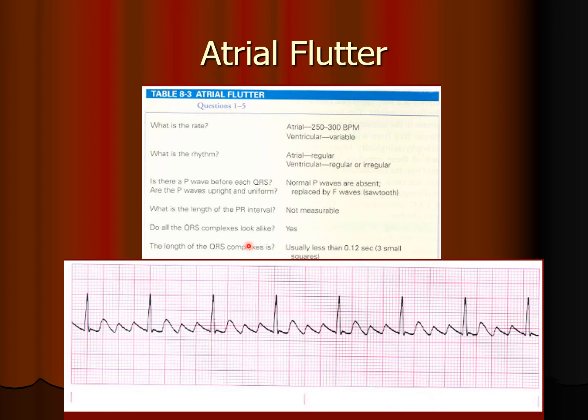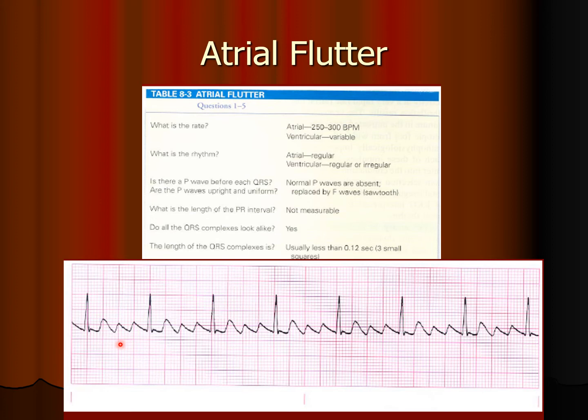And then the ventricular response can be variable. And here it's regular, but sometimes you can have 2 of these and then a beat and then 3. So sometimes it shows up in a pattern, but it can be variable. So the atrial rhythm is regular. The atria are actually firing at about 300 beats per minute, which isn't actually very good for you. We don't have normal P waves. We got the sawtooth pattern going on. So because we don't have normal P waves, we don't have a measurable PR interval.